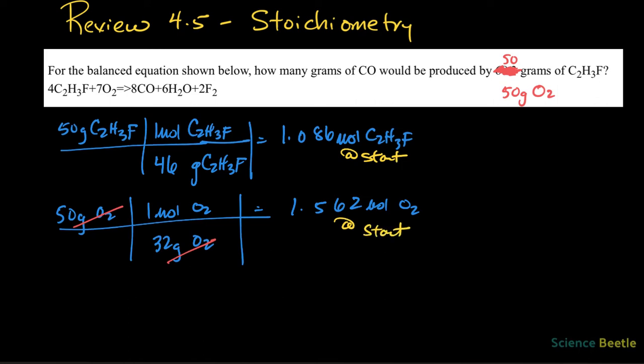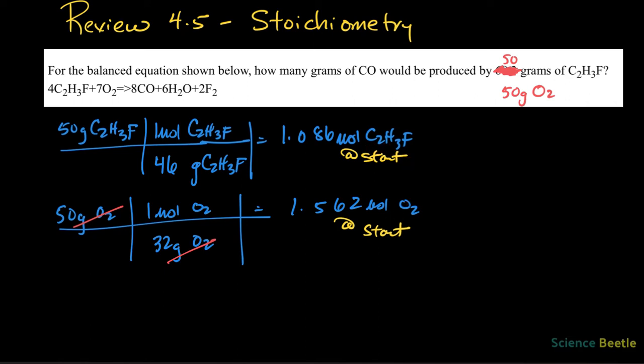And in order for us to figure out which one of these is going to run out first, what we will need to do is to pick one of these two compounds at the beginning. Either we're going to go with C2H3F to begin with, or we're going to choose the oxygen to go first. I would say since the first reaction component here is the C2H3F, let's start with that. So if we start off with this amount of C2H3F, how much of the oxygen do we need?